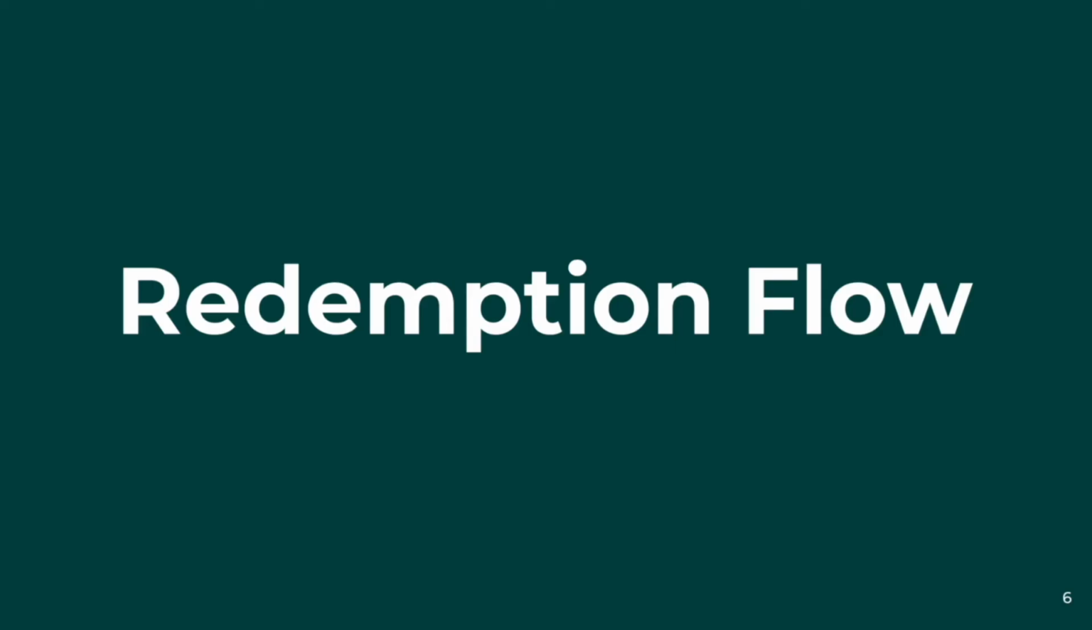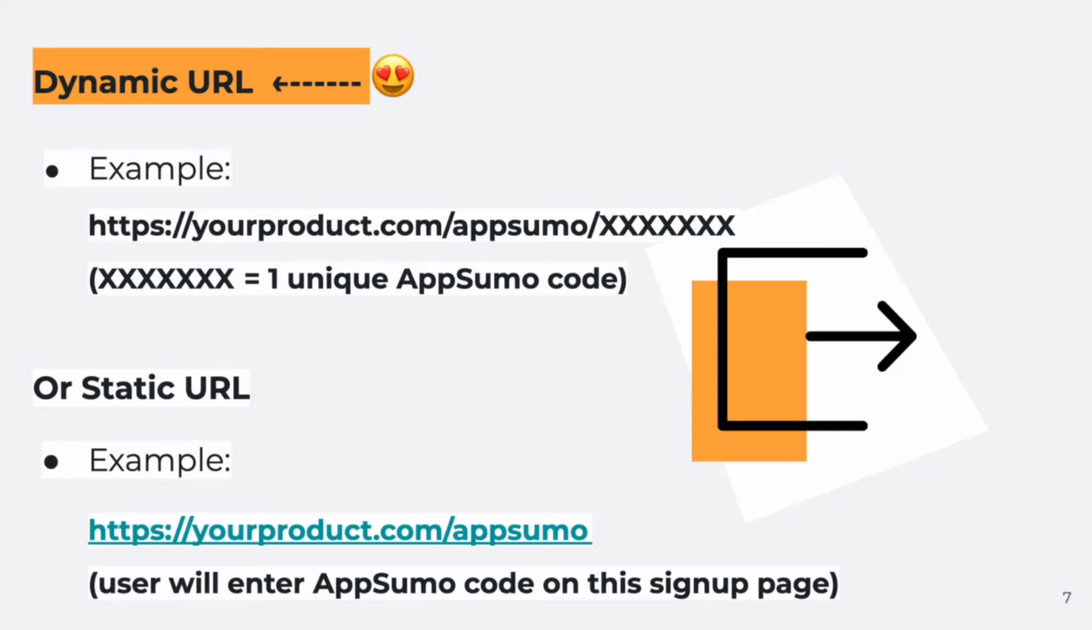The redemption flow hosted on your website is the process for a Sumo-ling to sign up and redeem their code. The redemption page is the first step of the flow. They can reach this page in two ways. The first way is through a dynamic URL. We love these and highly recommend you use them. With a dynamic URL, we embed your AppSumo codes and provide users with a simple one-click redemption. If you can't make that happen, we can settle for a static URL to any page you host specifically for AppSumo users. The user will then manually enter their AppSumo code on the sign-up page.